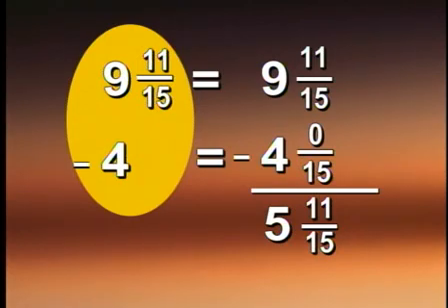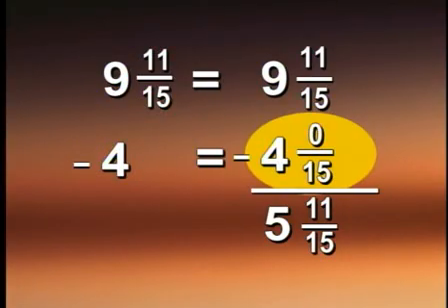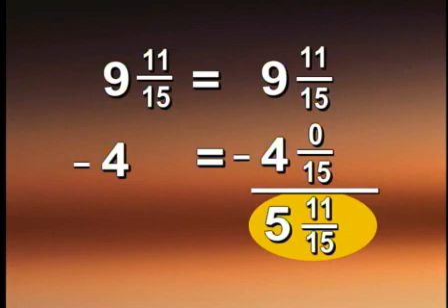But how many 15ths is it? Well, 4 and how many 15ths equals exactly 4? Seems quite obvious. 4 and 0/15 equals exactly 4. So our numerator for our new fraction is 0. That is 4 equals 4 and 0/15. Can we subtract? Can we do 11 minus 0? Of course we can. 11 minus 0 is 11. 9 minus 4 is 5. And our answer is 5 and 11/15.